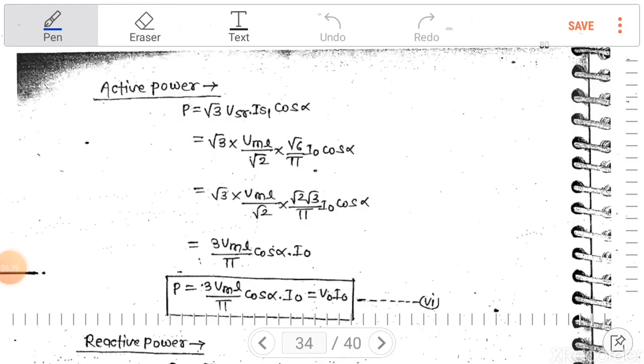At AC side, the active power is root 3 into source voltage RMS into fundamental RMS current into cos of alpha. Source current RMS is line voltage divided by root 2. This is fundamental current RMS, root 6 by pi I naught, and multiplied by cos alpha. We get 3 VML by pi cos alpha into I naught, where 3 VML by pi cos alpha is average value of output voltage.